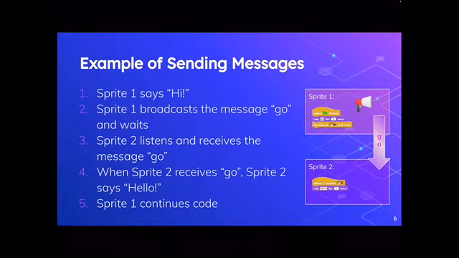Then sprite 1 broadcasts the message go and waits. So you can imagine sprite 1 taking out its loudspeaker and broadcasting the message go. So now sprite 2 is going to listen and receive the message go. So go is sent from sprite 1 out to everyone, and sprite 2 will receive it. When sprite 2 receives go, sprite 2 is going to say hello for 2 seconds. So what this will look like is sprite 1 says hi, then sprite 2 says hello. And then sprite 1 and sprite 2 can continue their code.